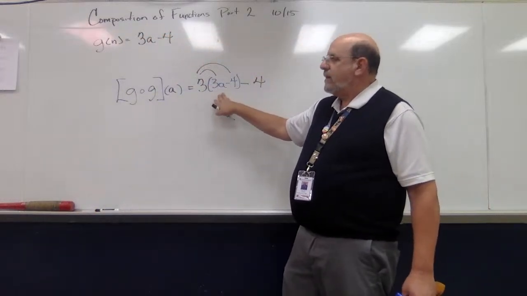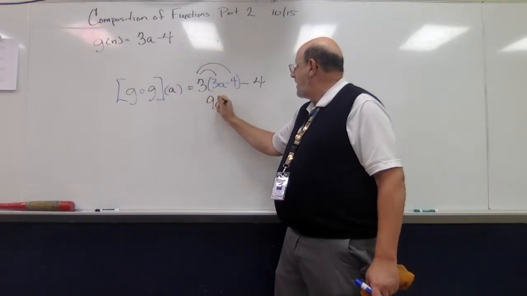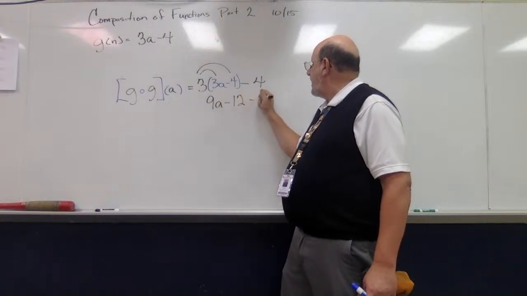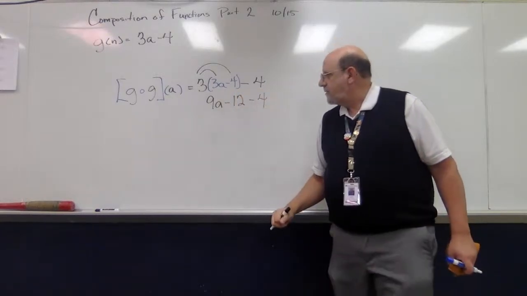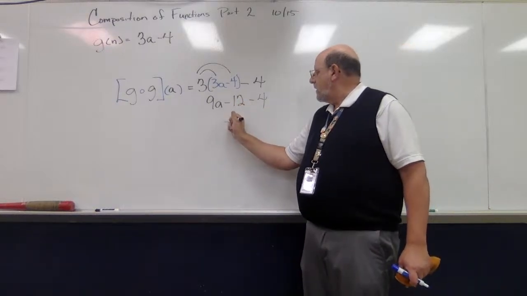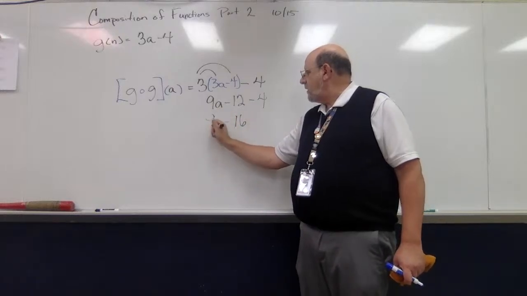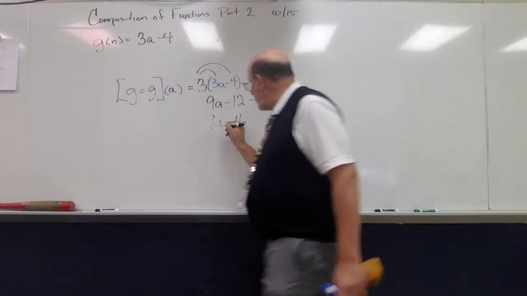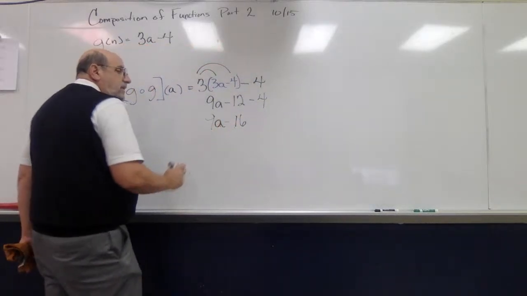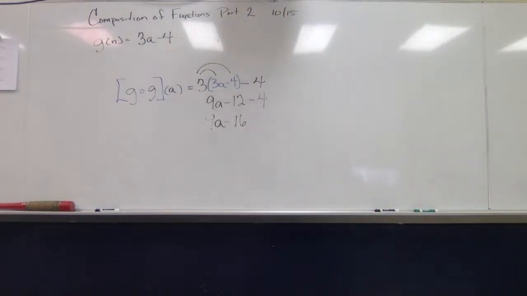3 times 3a? 9a. 3 times negative 4, negative 12, and negative 4 are negative 16. 9a minus 16. There we go. That's better. And we're done. That's 3.